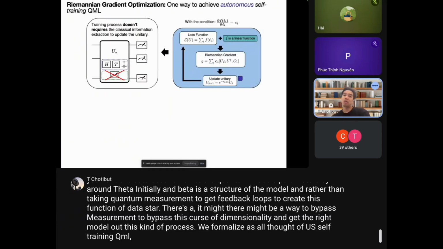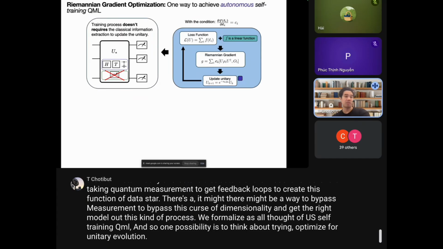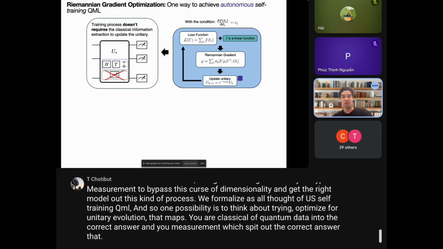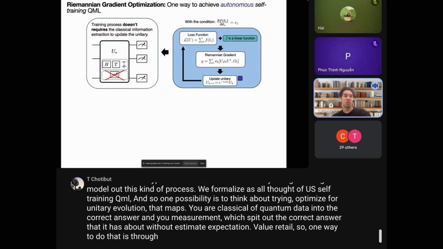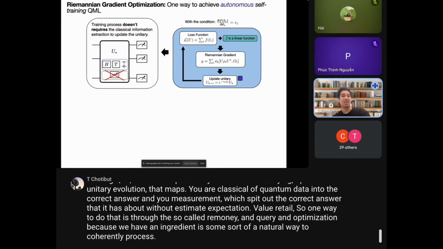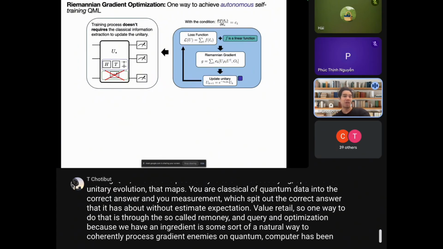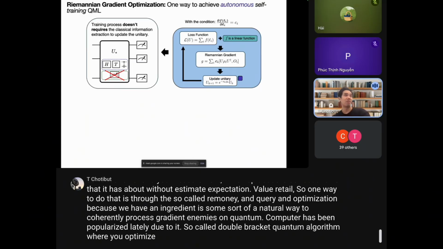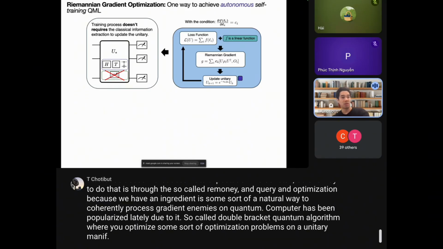And so one possibility is to think about trying to optimize for a unitary evolution that maps your classical or quantum data into the correct answer, and you make a measurement which spits out the correct answer that you care about without estimating expectation value readouts. One way to do that is through the so-called Riemannian gradient optimization, because the Riemannian gradient is a natural way to coherently process gradient dynamics on a quantum computer. It has been popularized lately due to the so-called double-bracket quantum algorithm, where you optimize some optimization problem on the unitary manifold coherently.